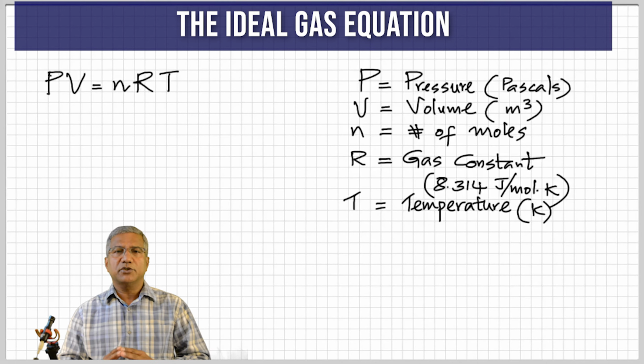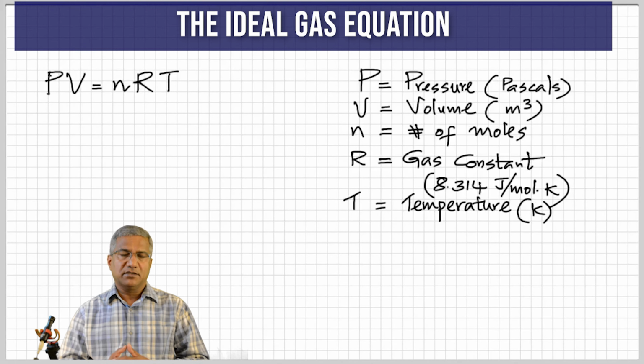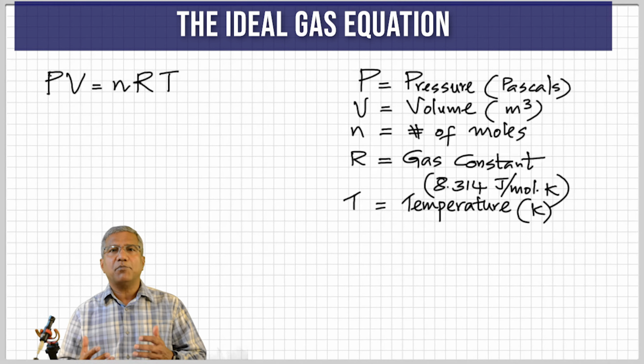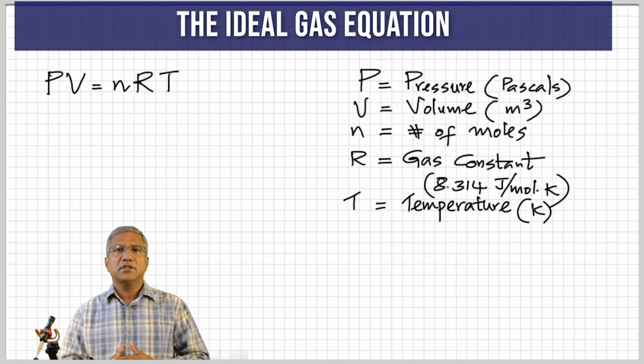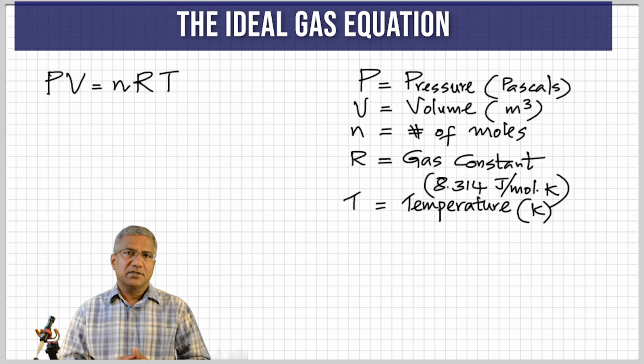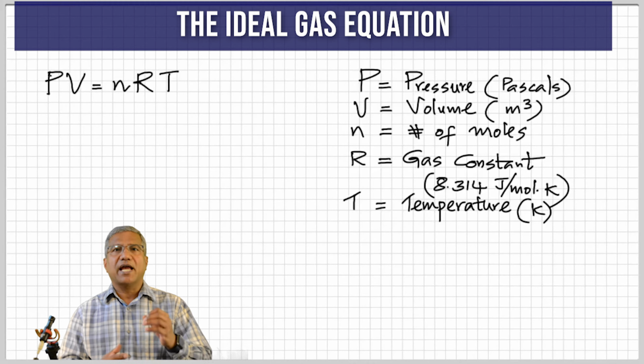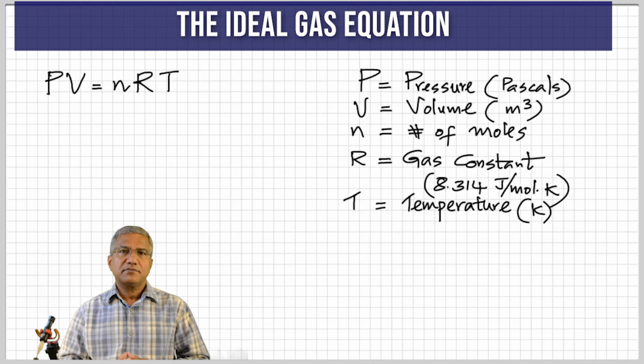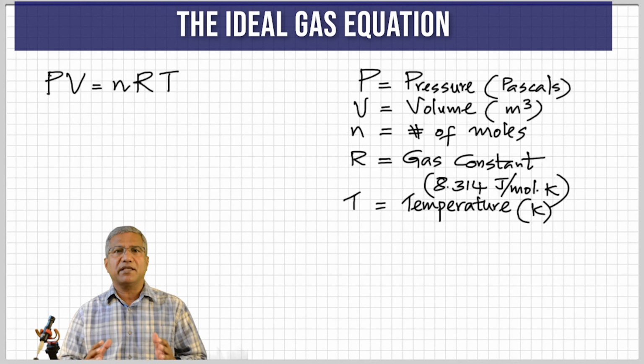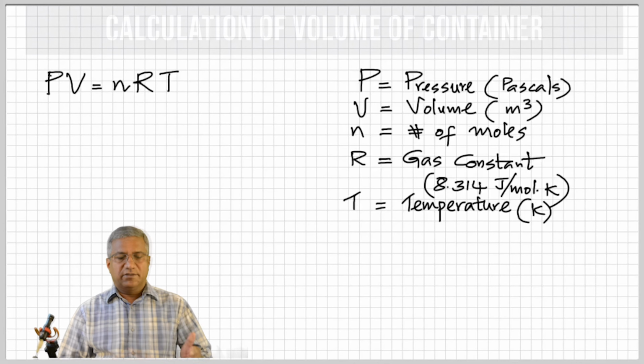It is called the universal gas constant, and its value is 8.314 joule per mole Kelvin. T is the absolute temperature. That means it has to be in the Kelvin scale. So those are the terms in the ideal gas equation.